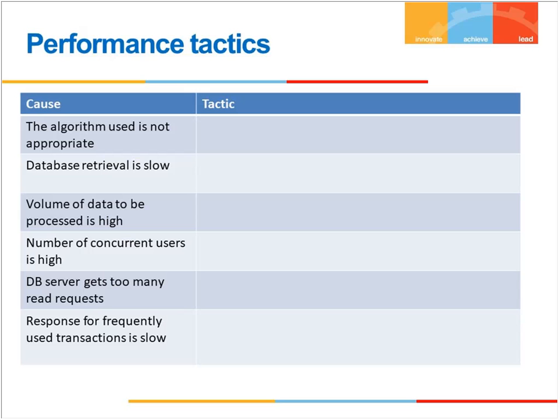Here are some, and maybe you already mentioned them: the algorithm used is not appropriate, database retrieval is slow, the volume of data to be processed is very high, the number of concurrent users may be very high, the database server gets too many read requests, and the response for a frequently used transaction is slow.